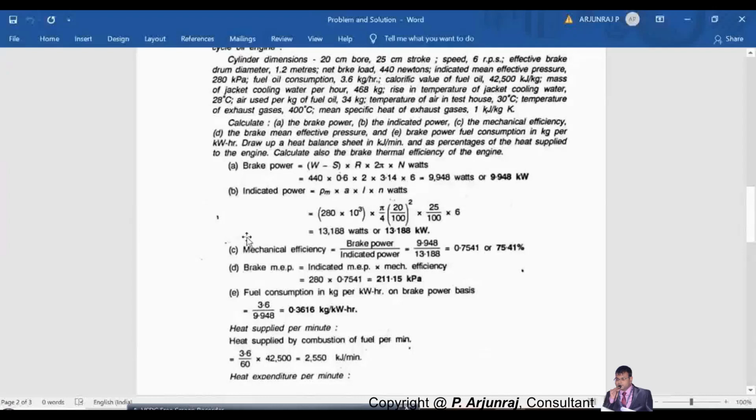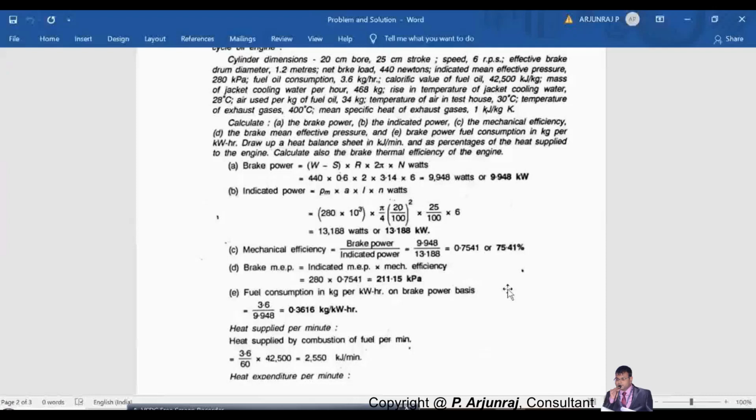But sometimes what happens, you will also get a different thing like W minus S, which is nothing but the effective brake load, and the effective brake stroke. That is a complicated one. You don't need to worry about W minus S. So here you can keep the formula 2 pi N T by 60,000, where N stands for the speed, 2 pi is standard, and load into perpendicular distance is the torque. Load is nothing but 440.